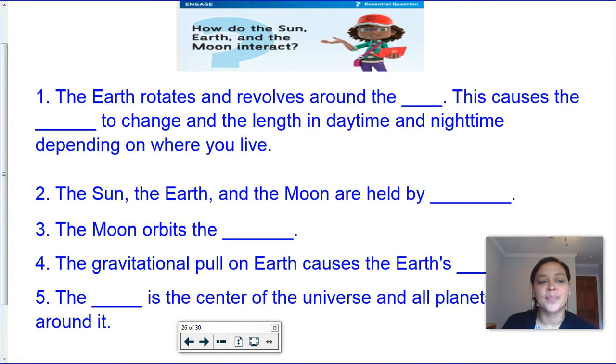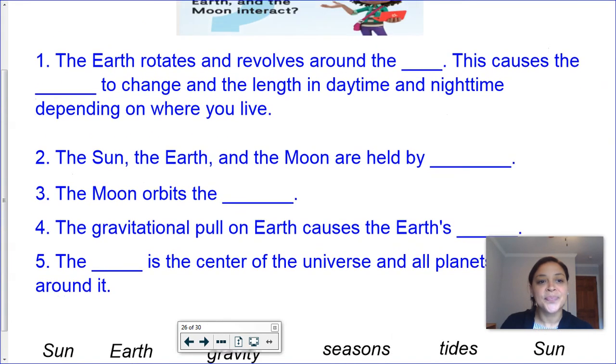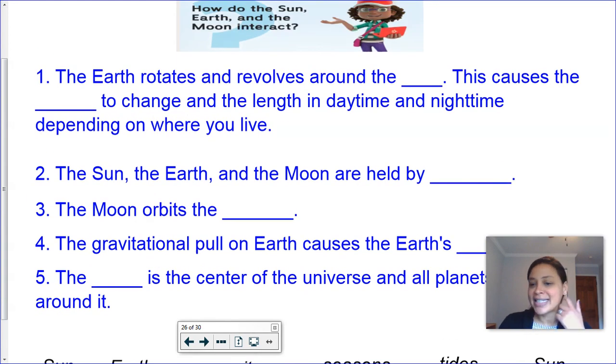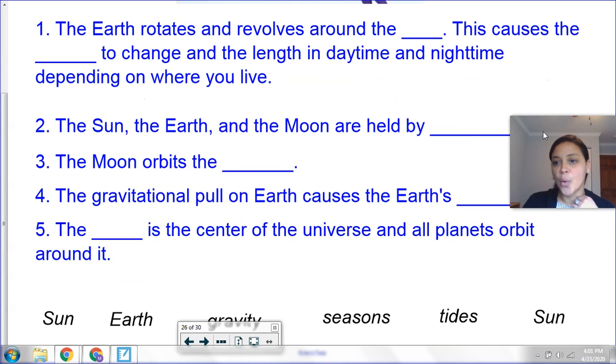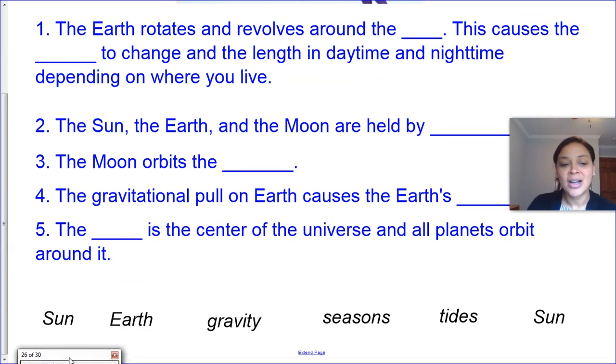All right. And so our last activity today, to wrap up what we've been learning, is we're going to do a short fill in the blank activity. So I'm going to read the sentence, and I would like for you to use this word bank down below to fill in the missing word to wrap up the main ideas that we've learned in lesson 1 to answer our essential question. How does the sun, earth, and the moon interact? So we're going to answer that now together. All right, so here we go.